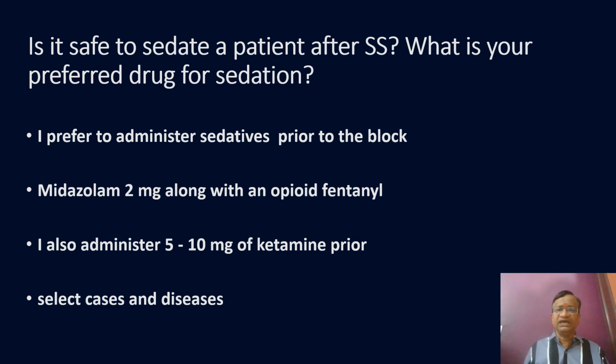Now, is it safe to sedate a patient? Yes, I prefer to administer sedatives prior to the block. Midazolam 2 milligram with an opioid, fentanyl. Sometimes we can also give 5 milligrams of ketamine prior, in select cases and select diseases, because sometimes we may need to give thoracic spinal in patients with multiple comorbidities and lung infections. There we may need to select cases and diseases, then administer sedatives.